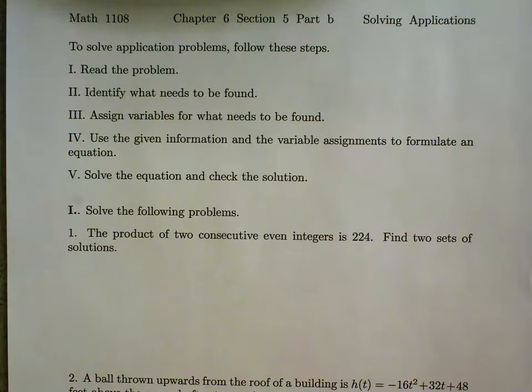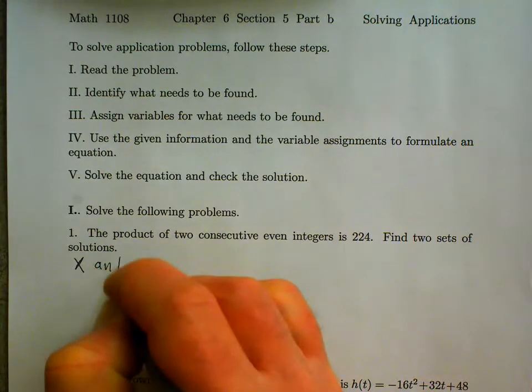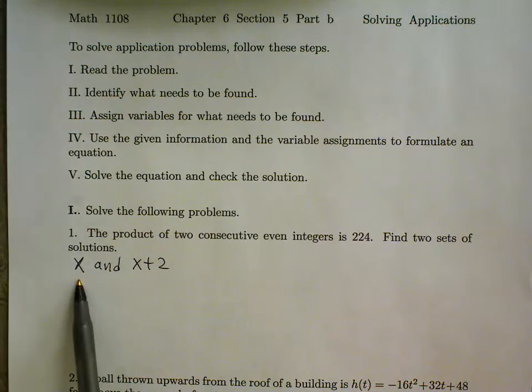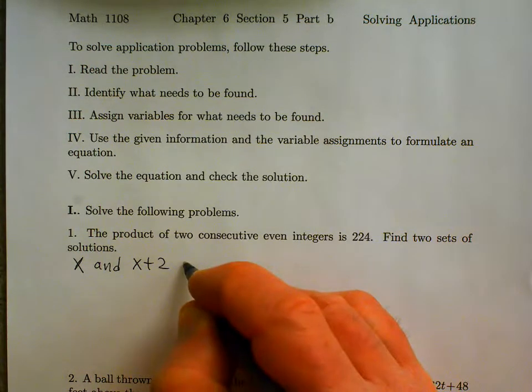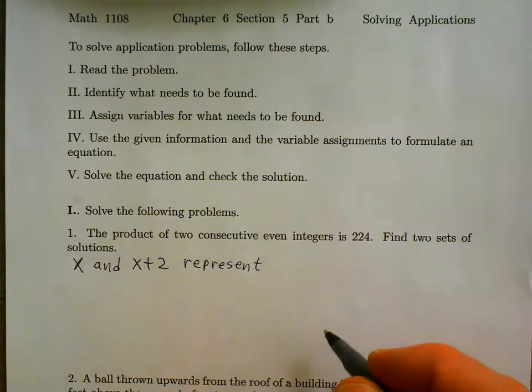x plus 2. Okay, so yeah, that's one of the integers. What's the other one? Because we want to represent two integers that are consecutive. So you're onto something there. We can say x and x plus 2 represent two integers that are even and consecutive. So x and x plus 2, this is how we're going to represent two consecutive even integers.